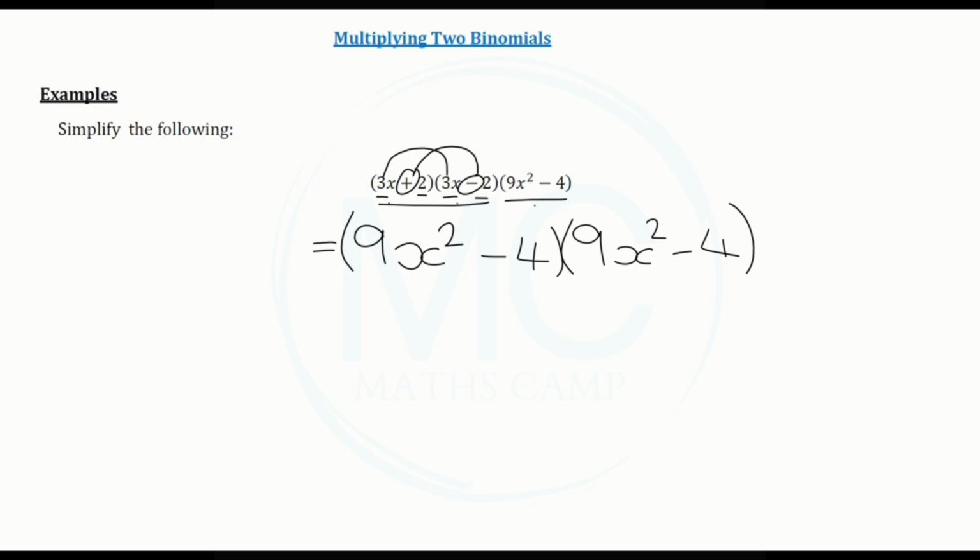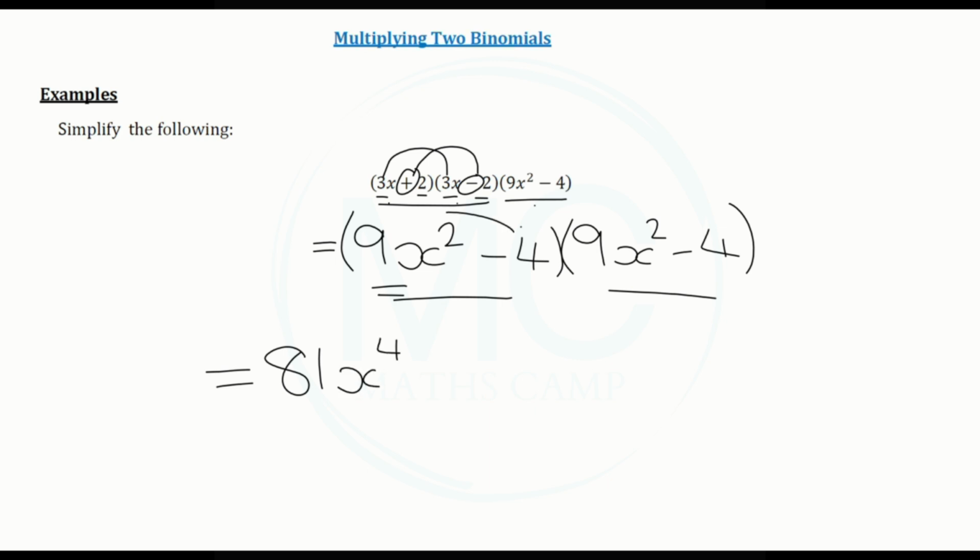Now we have 9x squared minus 4 multiplied by 9x squared minus 4, which is another way of saying 9x squared minus 4 all squared. So we're going to use the trick that we learned for squared brackets. Let's start by squaring our first term, 9x squared. 9 squared is 81, so we have 81. X squared squared is x to the power of 4.